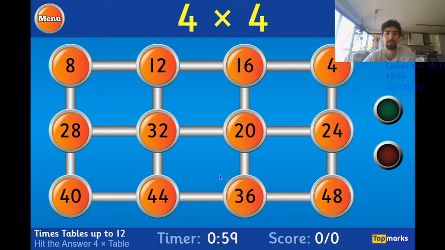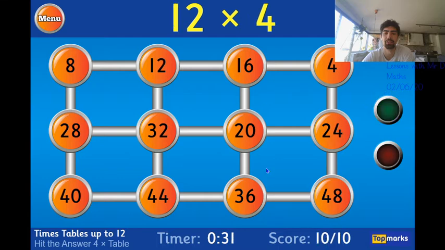Do you think we can do it? 4 times 4. Yes. 12 times 4 is easy. 44, 48. 4, 8, 12. 1 times 4 is 4. 4, 8, 12. 40. Try and remember, because it keeps repeating the same one, don't try and work it out. Once you've done 2 times 4 and you know it's 8, it's always 8. 2 times 4 is always going to be 8.